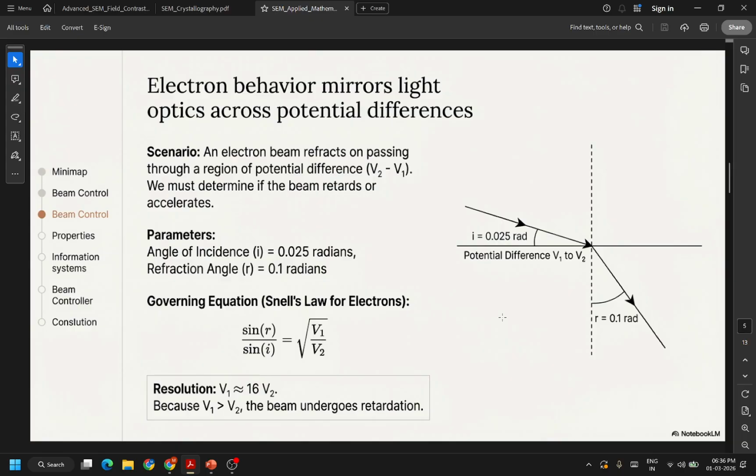Next is your electrostatic lenses. In your electrostatic lenses you have two different voltage regions, and using Snell's law, you can modify the direction of the beam. So you should be able to get the potential difference if you have the angles, or if you have the potential difference, you should be able to get your angular difference. For that, you will use Snell's law for electrons: sin r by sin i equals square root of v1 by v2.